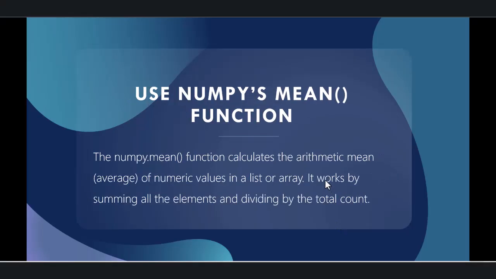Now we'll go for the last method, that is using numpy's mean function. The numpy mean function calculates the arithmetic mean or average of numeric values in a list or array. It works by summing all the elements and dividing by the total count. As you know, this is the same procedure to calculate the mean, summing all the elements and dividing by the total count. But here we are using numpy along with the mean function to calculate the arithmetic mean of numeric values. It may be a list or an array when it comes to NumPy.